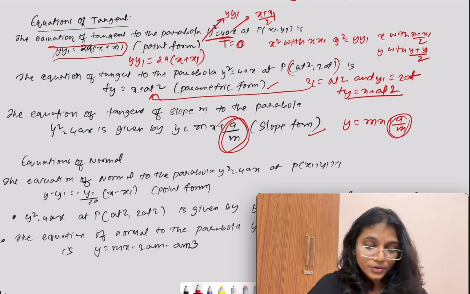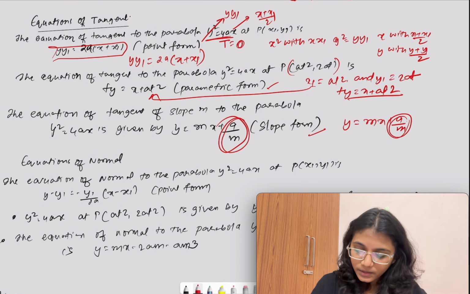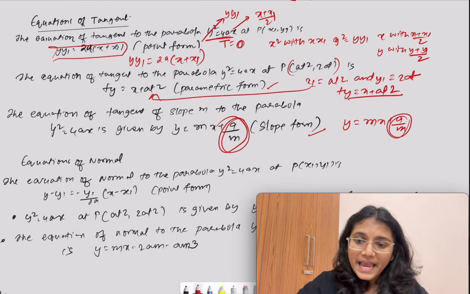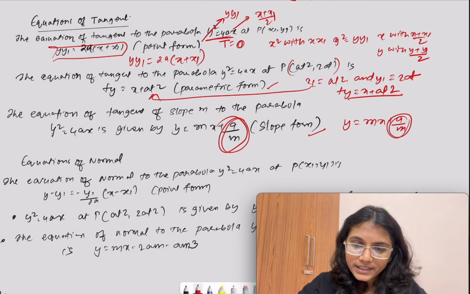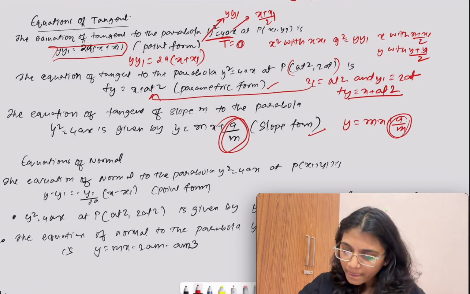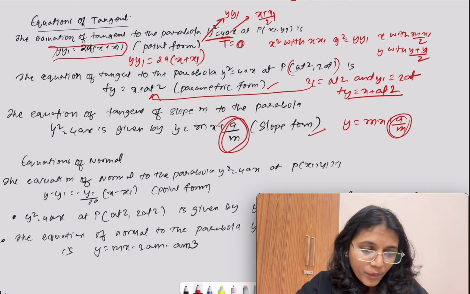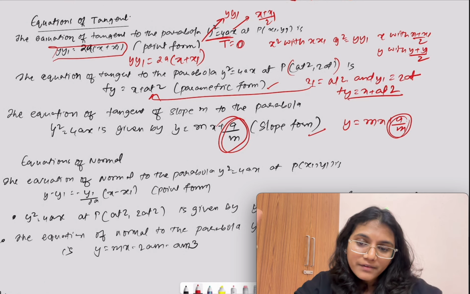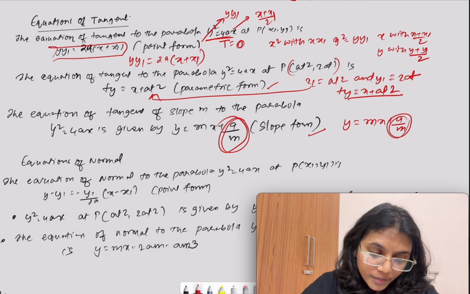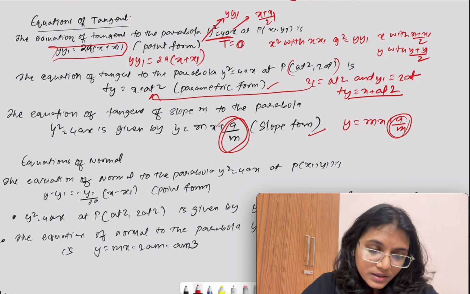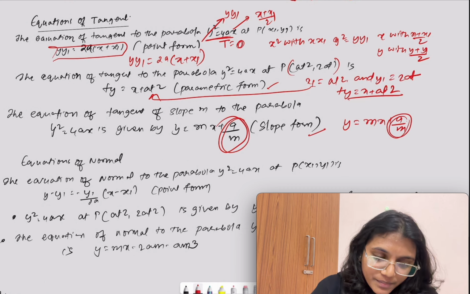And moving on to the equations of normal. Again, equations of normal can be done in three different forms: one is point form, parametric form, and the slope form. So the point of tangency at which we have drawn the normal, then we have to first write the equation of tangent in point form.